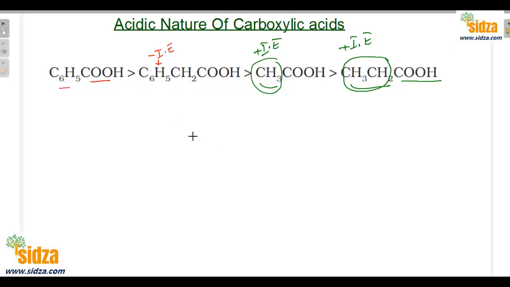Let me draw the structure here to explain it more clearly. This is our CH2, and then you got the C double bond OH, and then you have a benzene ring, a phenyl ring here, okay. And now this phenyl ring will pull the electrons from here. The distance is more in this case, so the effect will be less. But right now here in this case, you got a COH group and you have a benzene ring attached directly to it, so it's closer to the carboxylic ion. It will pull electrons more, so the effect will be more. That means this is more acidic than this one.